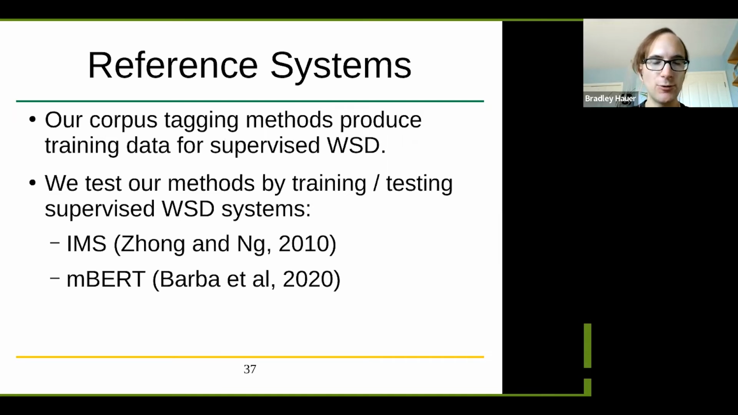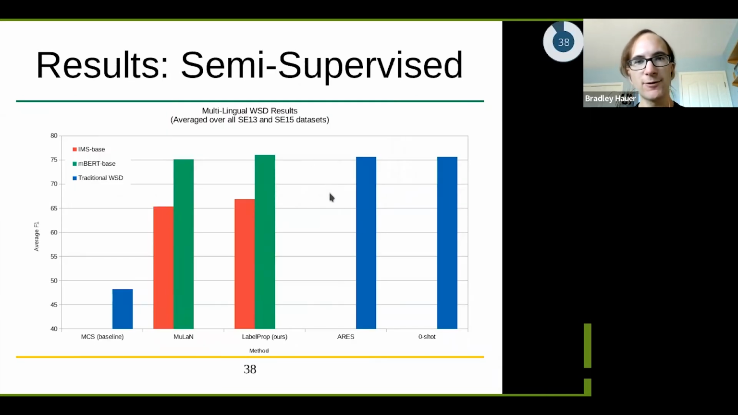So we're going to use two supervised WSD systems: IMS, which is now over a decade old but is still used for validating training sets in WSD, and an MBERT system proposed in 2020 by Barba et al. So the idea is that we will take the corpora produced by our systems and the corpora produced by competing systems. We will train IMS models and MBERT models for each of them, and we will see which yields better performance.